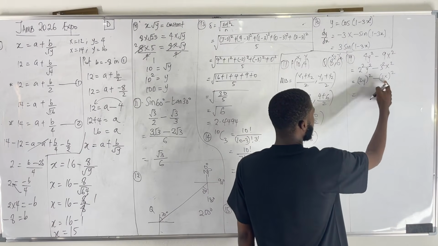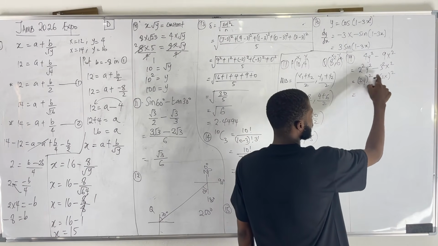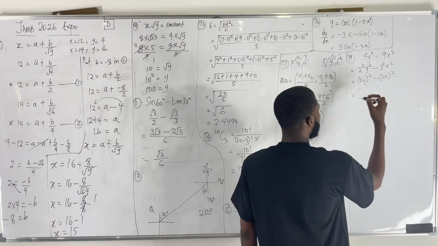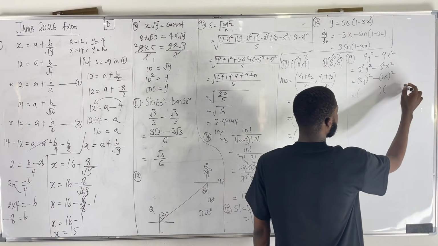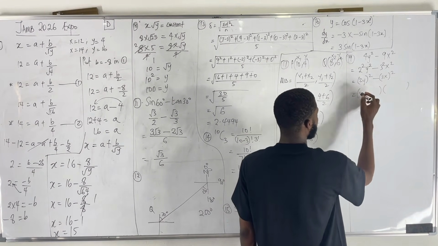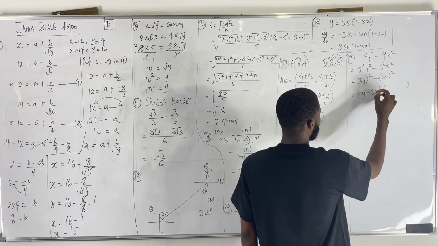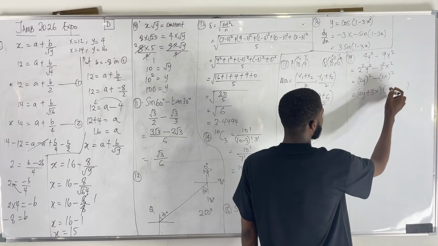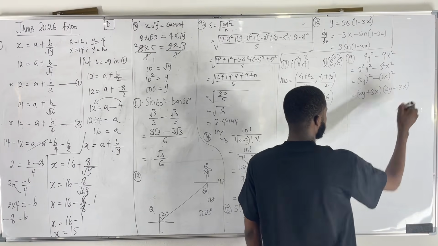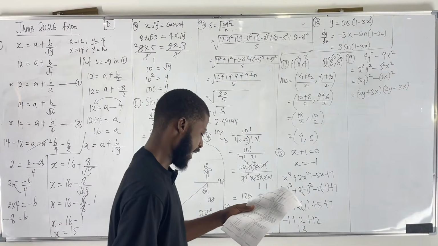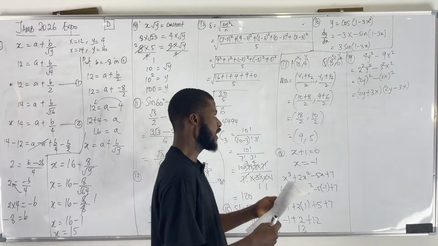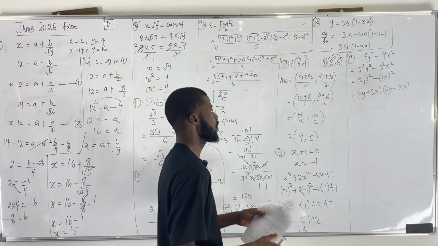Now, this will become a difference of two squares. So what do I have to do? I'll make 2 brackets. In the first bracket, I'll do this plus this, so 2y plus 3s. In the second bracket, I will subtract, 2y minus 3s. So that will now become the answer to the equation, and that's A.